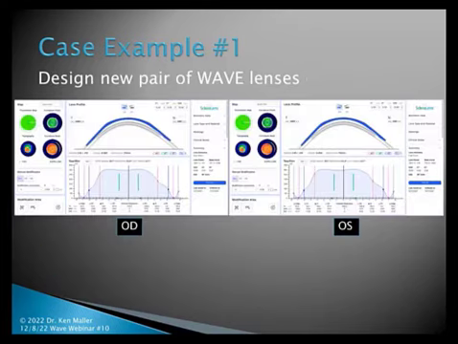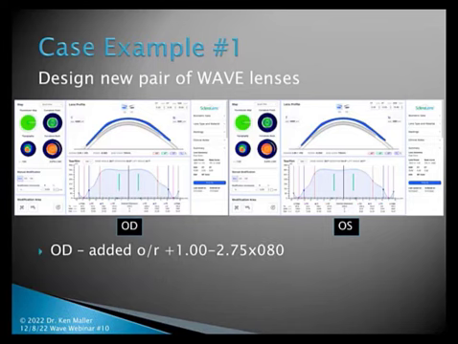So here are my new lenses. The right one, like I said, I added the over refraction in.